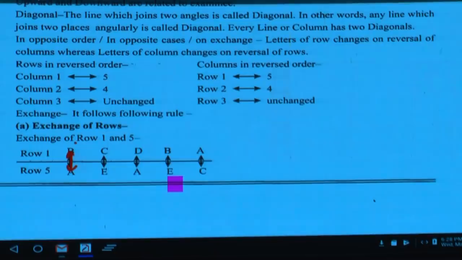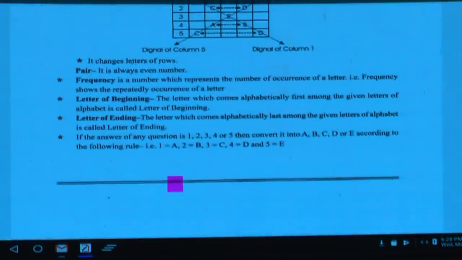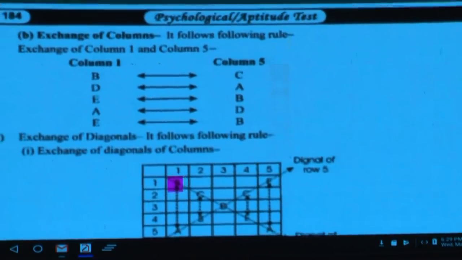Now B and A got interchanged, and C and E got interchanged, D and A got interchanged, and B and E and A and C will get interchanged. Now this is about exchange of rows. And next one, this is the diagram which stands for that exchange of columns.